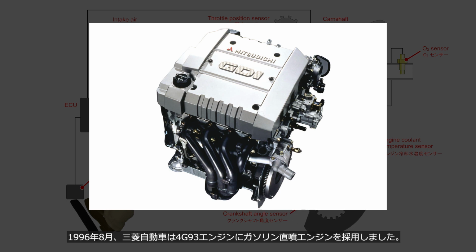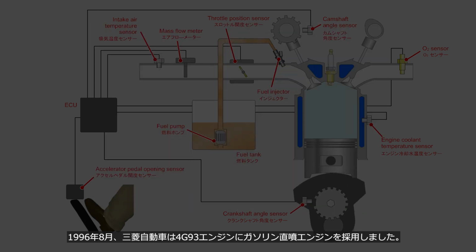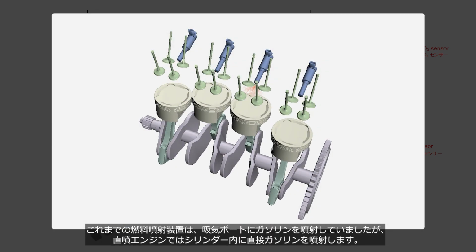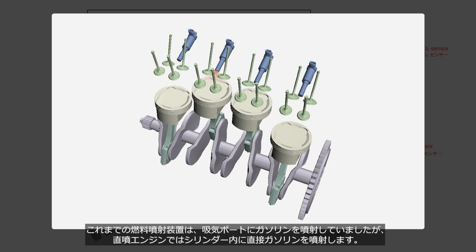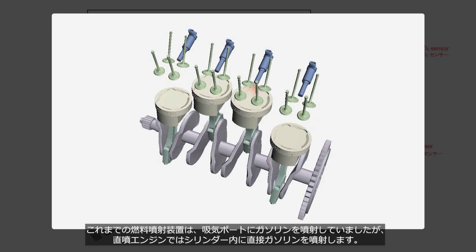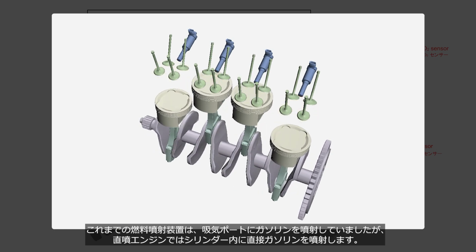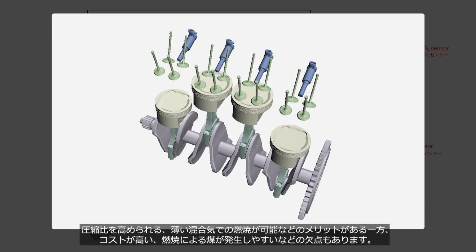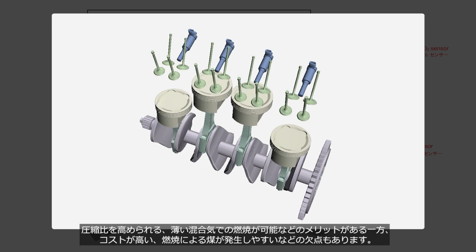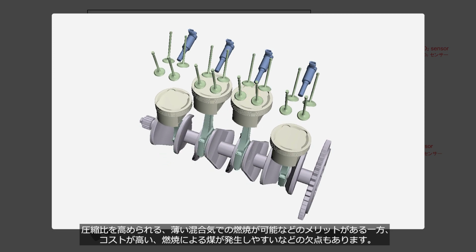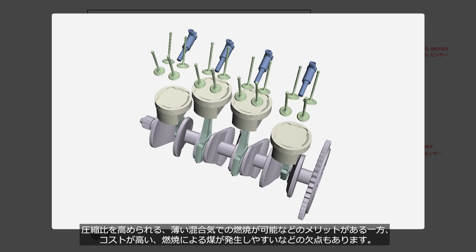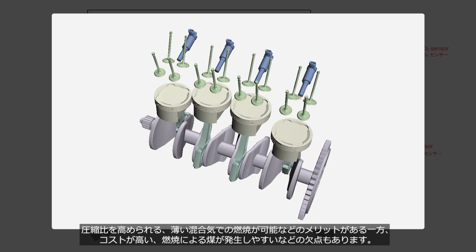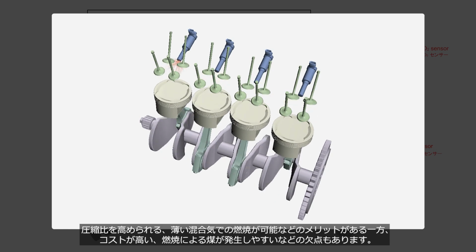In August 1996, Mitsubishi Motors introduced a gasoline direct injection system for the 4G93 engine. Common fuel injection systems inject gasoline into the intake port, but in a direct injection system, gasoline is injected directly into the cylinder. There are advantages to direct injection engines, such as high compression ratio and achievement of lean burn. However, there are also drawbacks, including higher costs and soot accumulation.